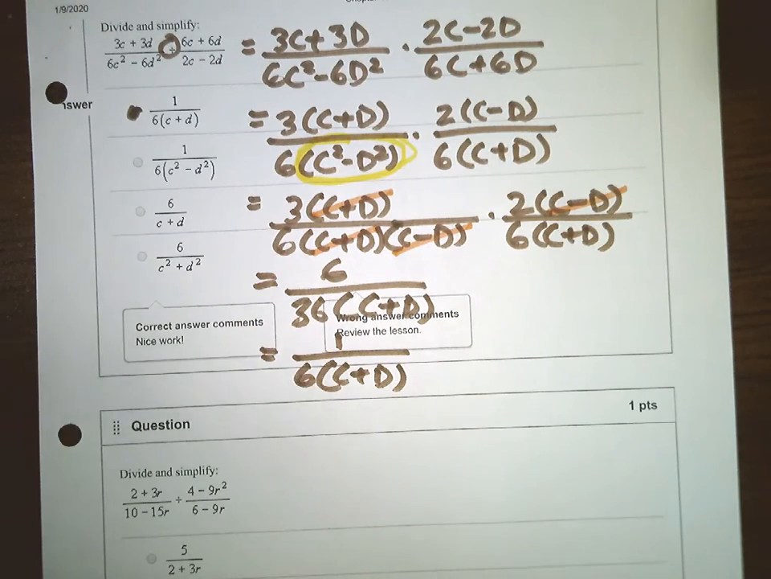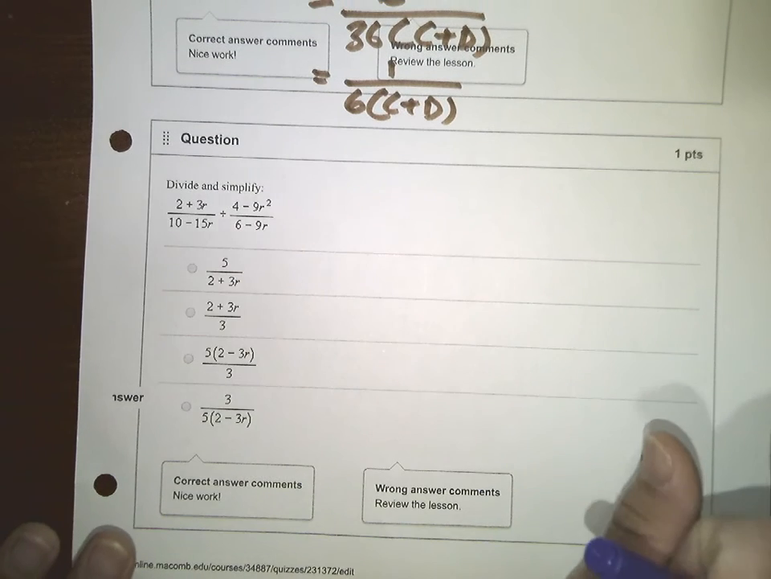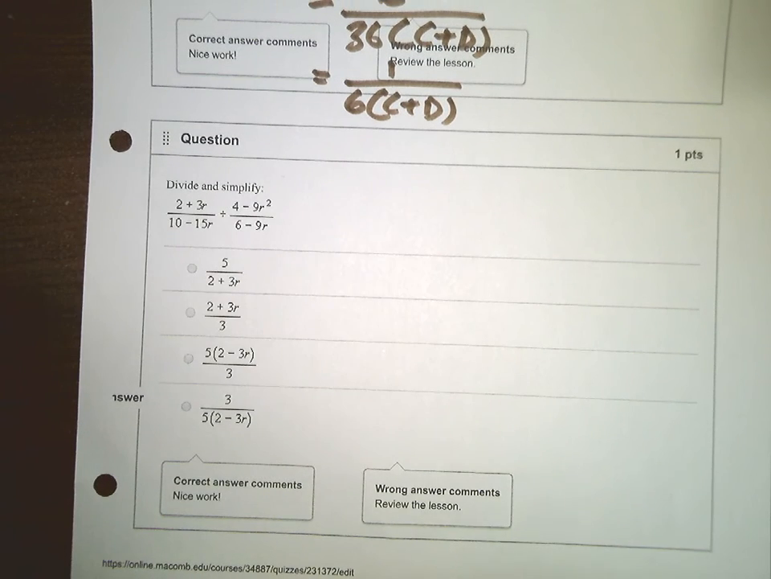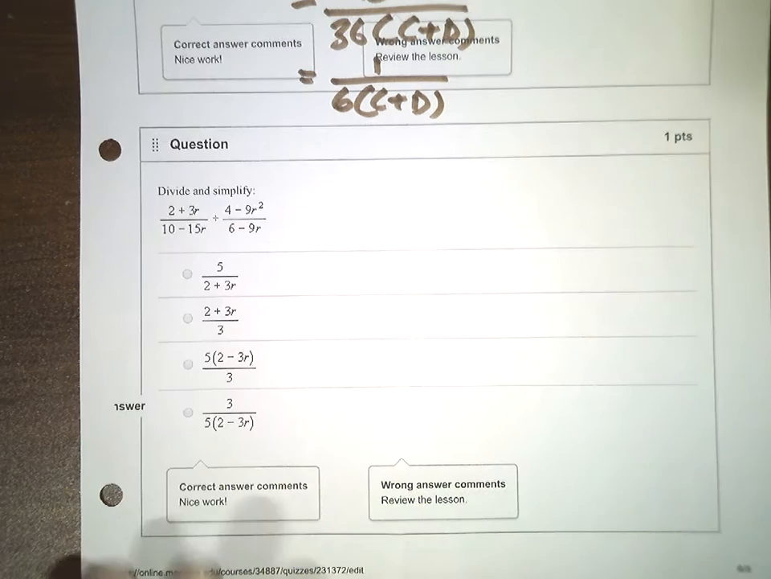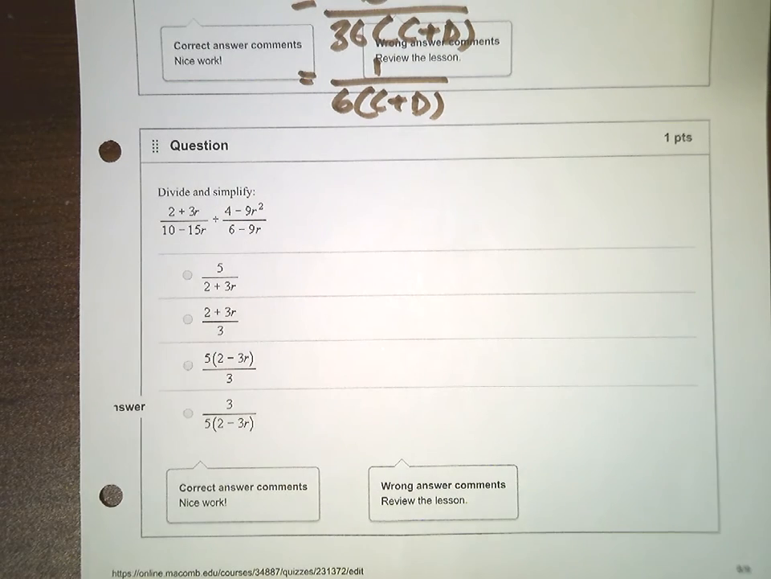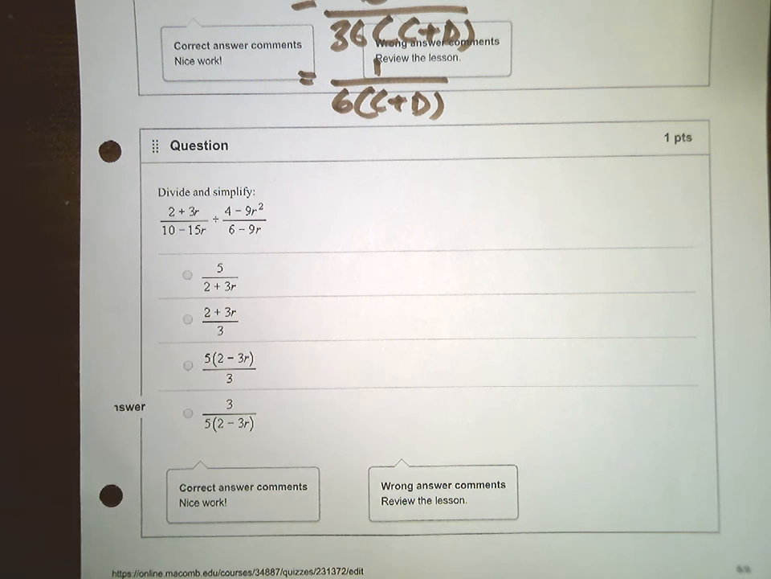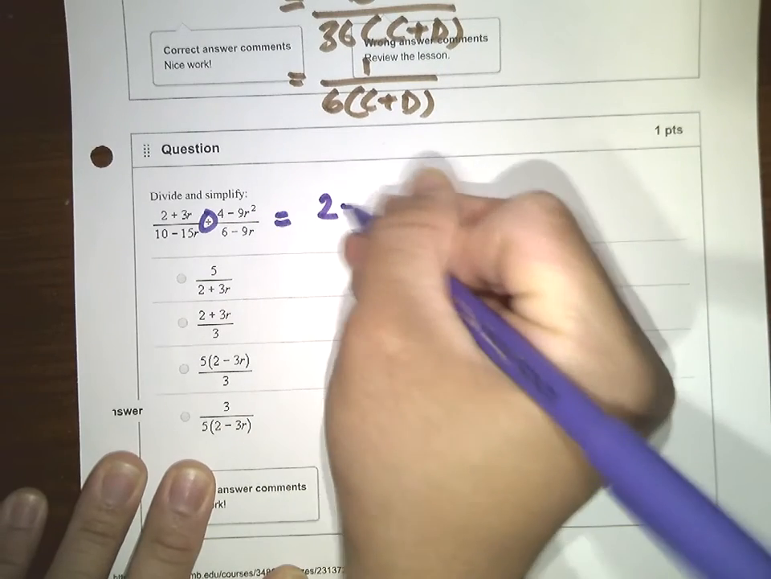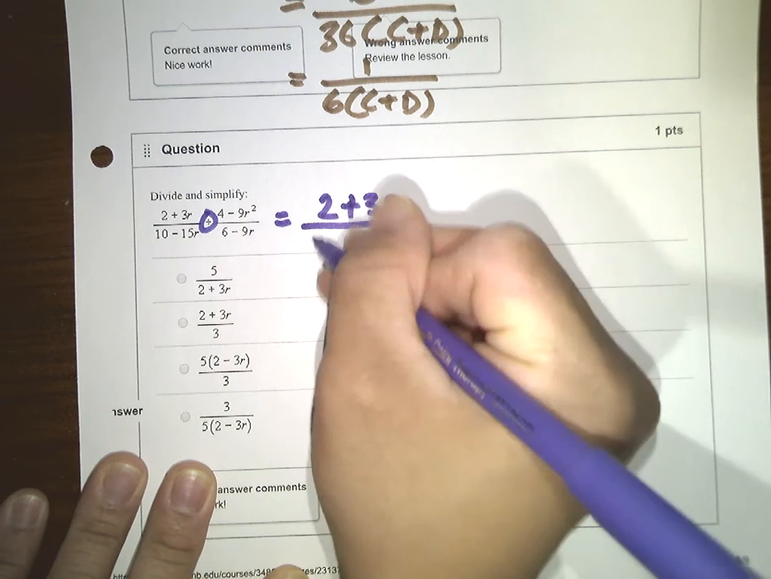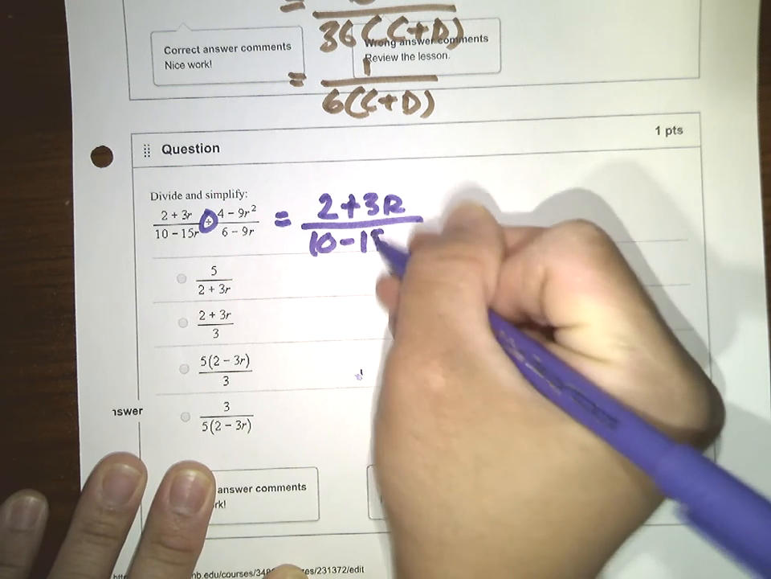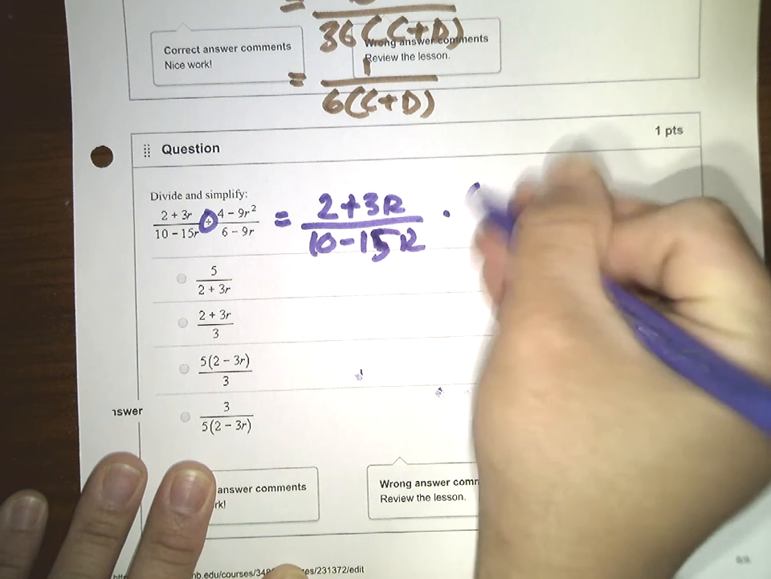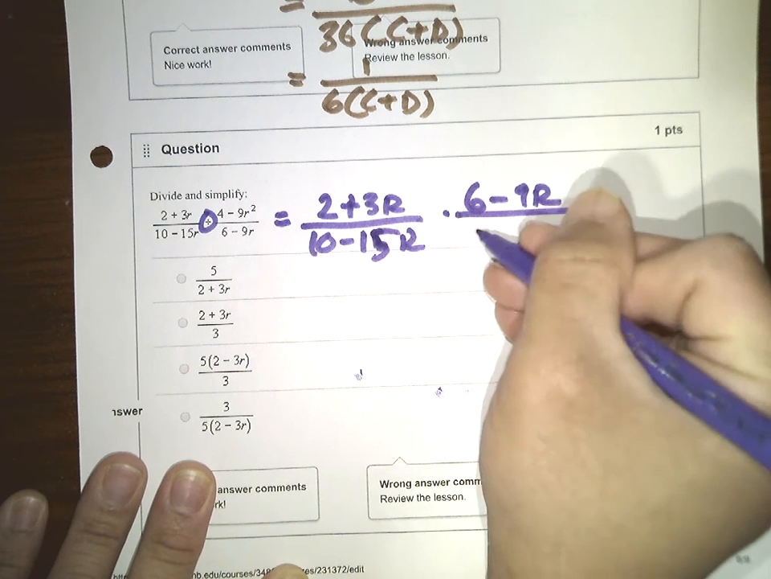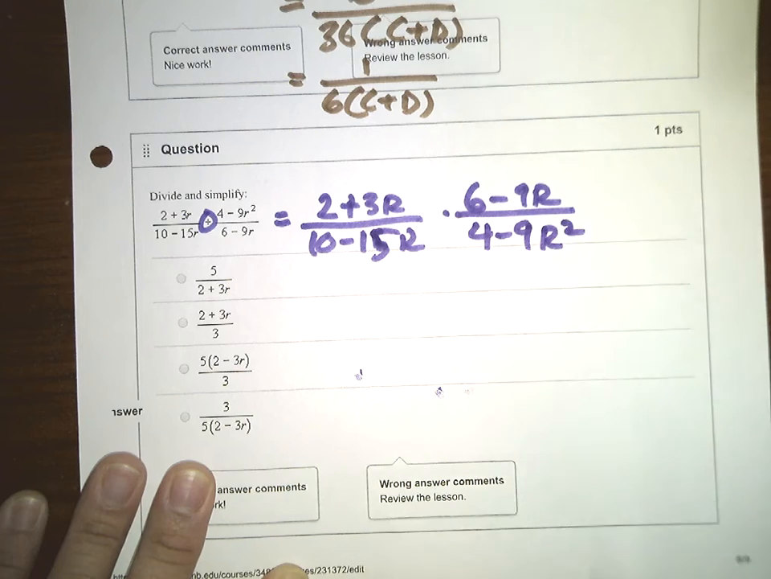All right, so let's do just a few more here because I can tell that you're really enjoying this. So this one is a problem in which we are dividing here. Whoops, I dropped my pen here. So we have dividing. So let's again multiply by the reciprocal. So we have 2 plus 3r over 10 minus 15r times 6 minus 9r over 4 minus 9r squared.